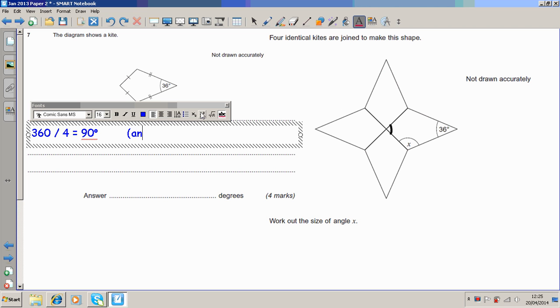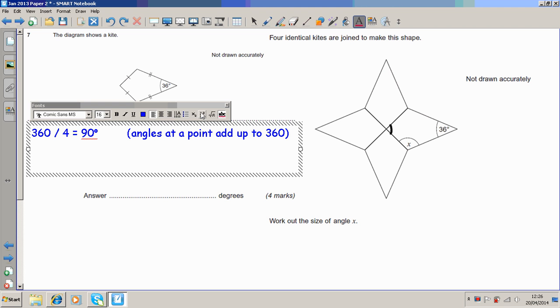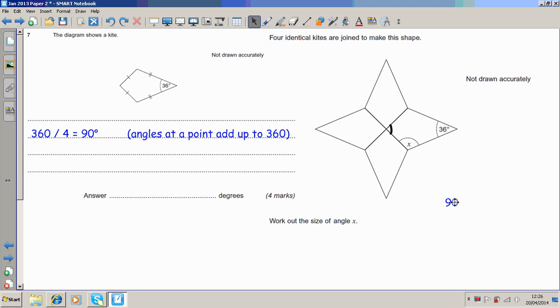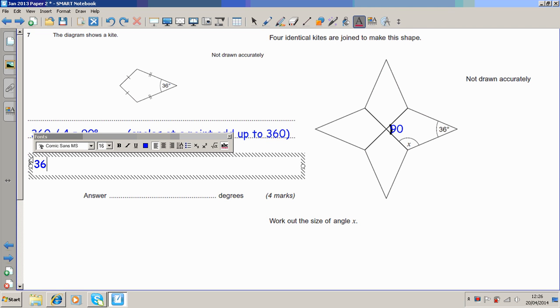I think it's worth saying angles at a point add up to 360. I don't think it hurts to add that bit of information into there. Okay? So now what we're going to do, we've got ourselves 90 degrees here, like so, and x and x and the other angle at the top there is x. Okay, so to work it out, we do 360 minus 36 minus 90, first of all.